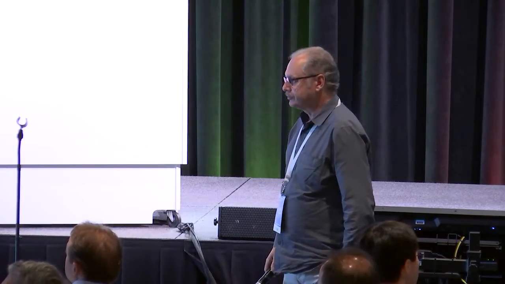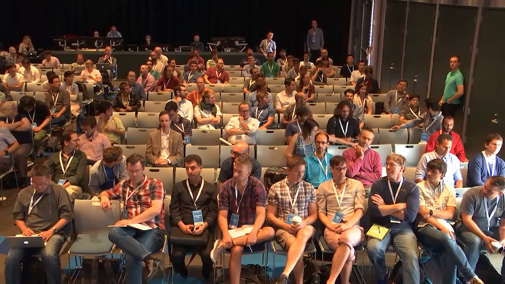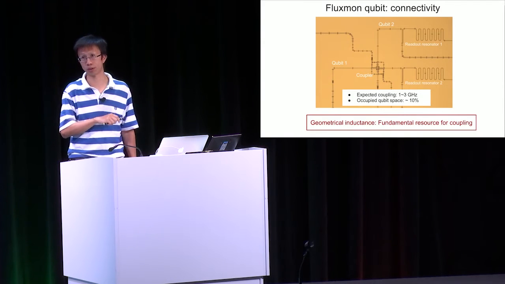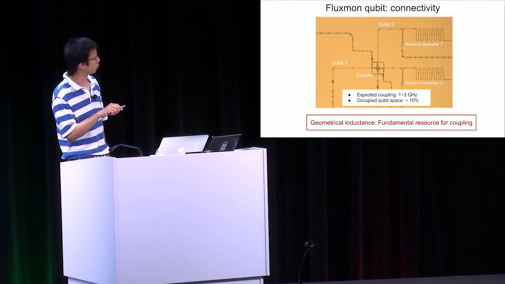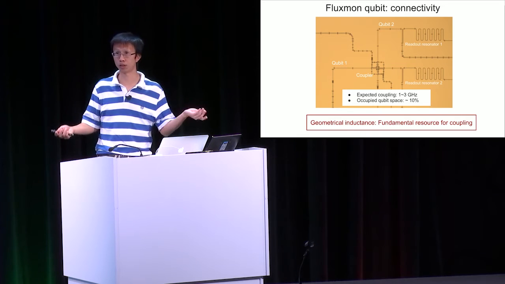Do you have any estimate how many couplings you can put on one fluxmon qubit? Yes, let me give you a quick estimate. I said we can achieve this size of coupling, and we're happy with 10%. So the simple take-home message for this design is you can couple 10 at least.